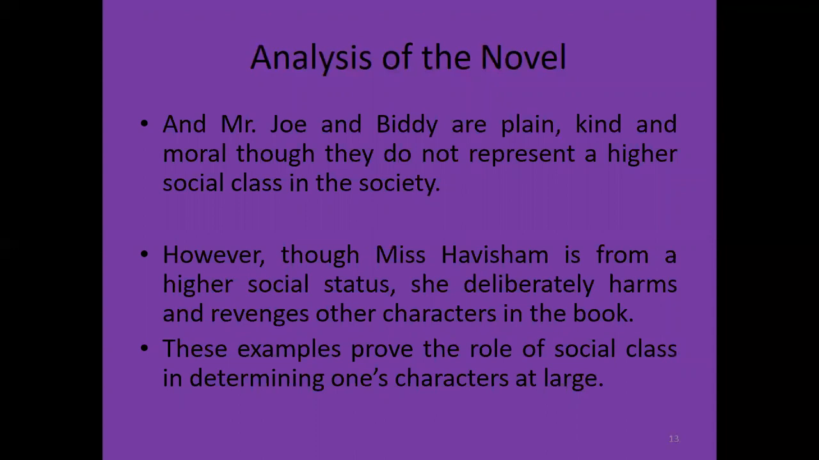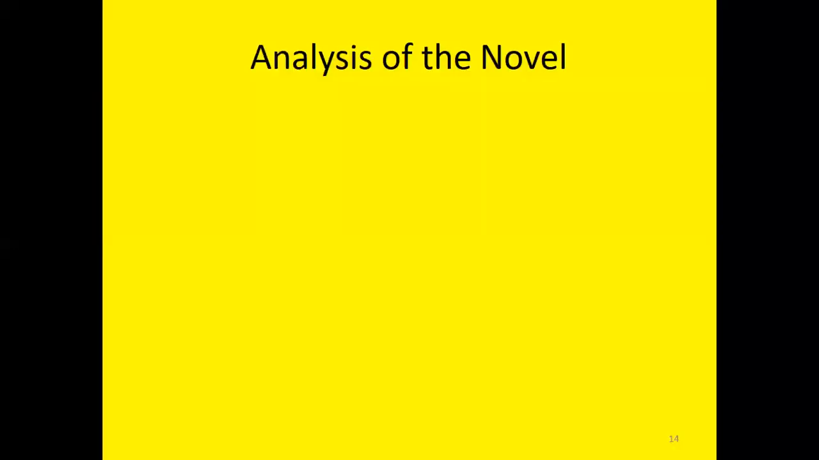And Mr. Joe and Billy are plain, kind, and moral, though they do not represent a higher social class in the society. However, though Miss Havisham is from a higher social status, she deliberately harms and takes revenge on other characters in the book. These examples prove the role of social class in determining one's character at large.